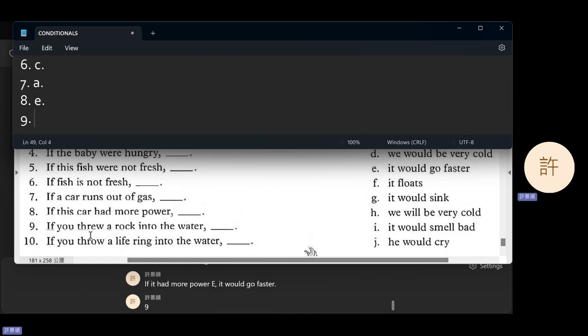9. If you threw a rock into the water, did you actually throw it? No, past tense. So you need something with would. If you threw a rock into the water, G, it would sink.